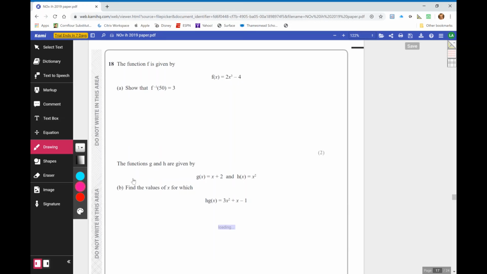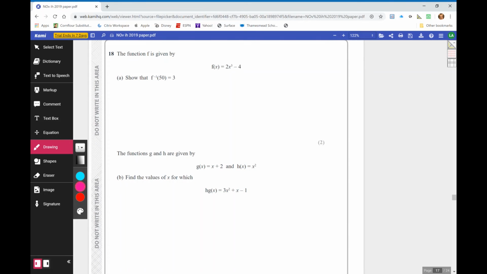Okay, question number 18. The function f is given by 2x cubed minus 4. Show that the inverse function, because this minus 1 means inverse function, of 50 equals 3. So there's 2 ways you can do this. Inverse just means it's putting it in the other way. So they're saying if you put 50 in inversely, you get 3 out. And you could actually say, well, if you put this in the correct way round, you would get this out. So you could do it either way round.